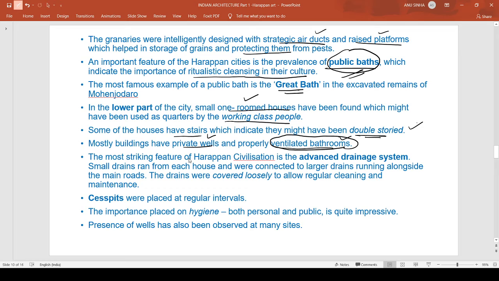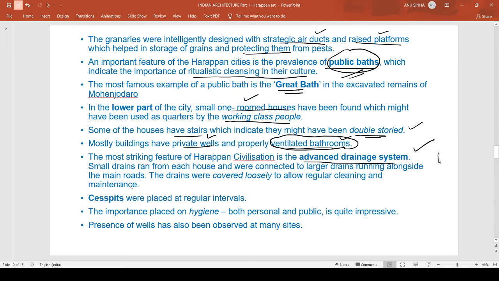The most striking feature of the Harappan civilization is the advanced drainage system. The small drains run from each house and were connected to the larger drain running alongside the main road. The drains were covered loosely to allow regular cleaning and maintenance. So this shows again the importance of cleanliness, and that they had a very advanced drainage system.